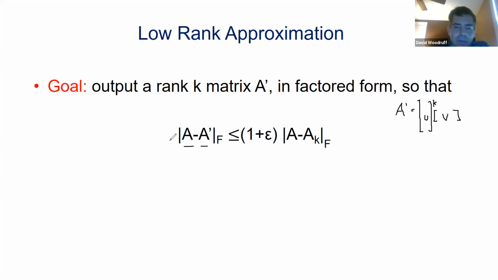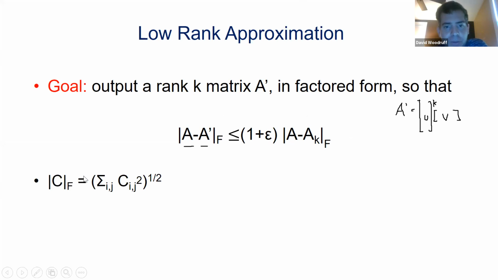We're going to focus on Frobenius norm in this talk. Remember, Frobenius norm is just the Euclidean norm of the entries of a matrix. So what we'd like is that the Frobenius norm of A minus A prime, well, A prime might not be the best rank K matrix, but it's at most 1 plus epsilon times the optimal cost of approximating A by any rank K matrix. You can solve this with the singular value decomposition. But for our purposes, that's too slow.